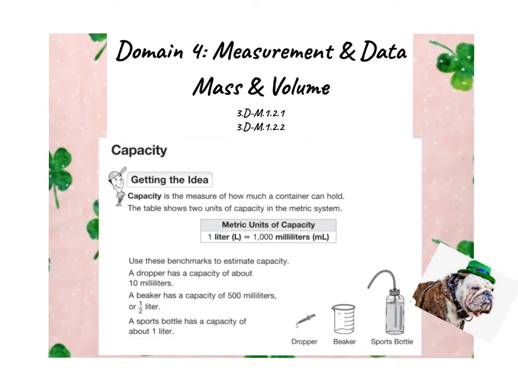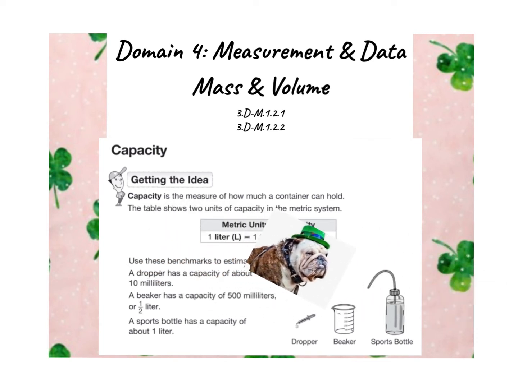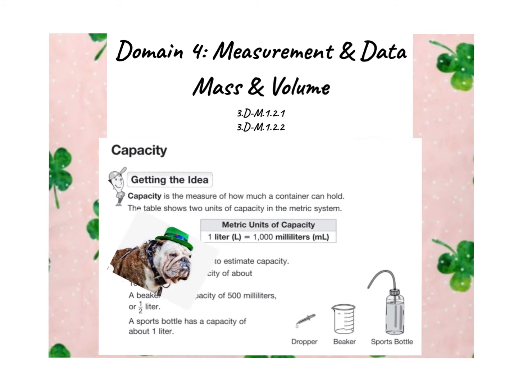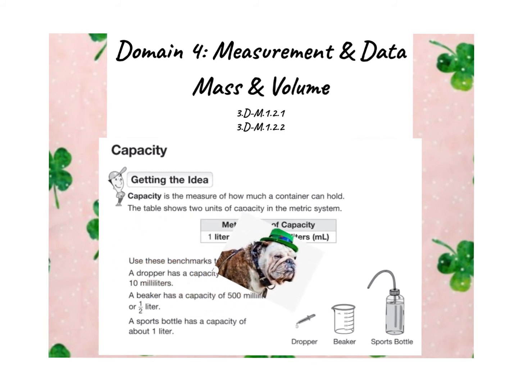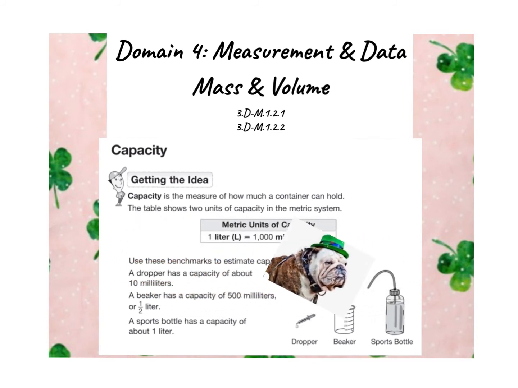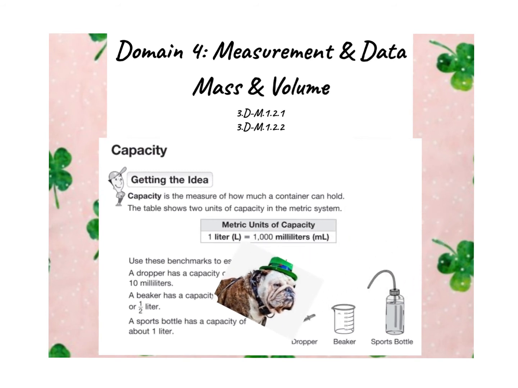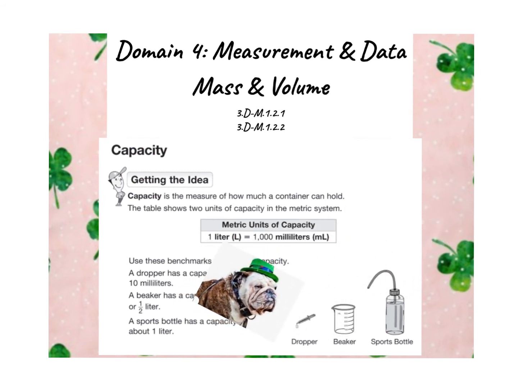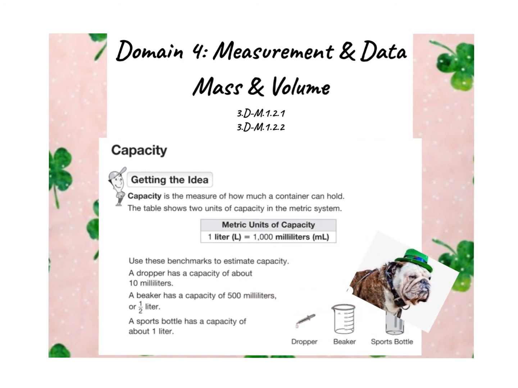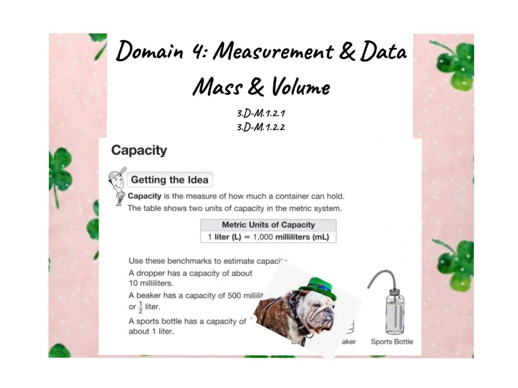All right, let's review a little bit about volume and capacity. So if you remember, capacity is the measure of how much a container can hold. The table shows 2 units of capacity in the metric system. So when we're talking about liquids, we can measure them in liters and milliliters, and 1 liter is about 1,000 milliliters. So we can use these benchmarks to estimate capacity.